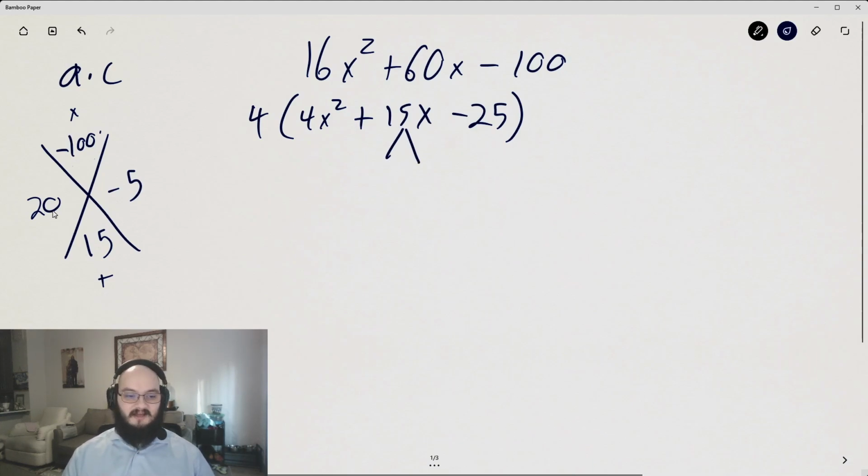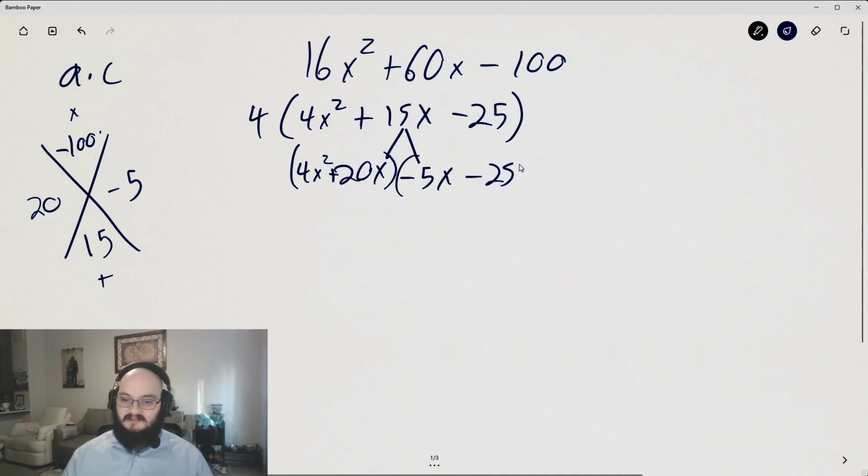We'll split this 15x into two different terms that use our key numbers. So this will be 20x, and this will be 5x. Drop the other numbers down. Plus sign there. And now we will put in our parentheses and factor by grouping. Now, quick note, notice that the negative sign is inside the parentheses whenever I made this group. That is because this term is a negative 5x. We're not having this group minus 5x minus 25. It's this group, and this whole thing has to include that negative.